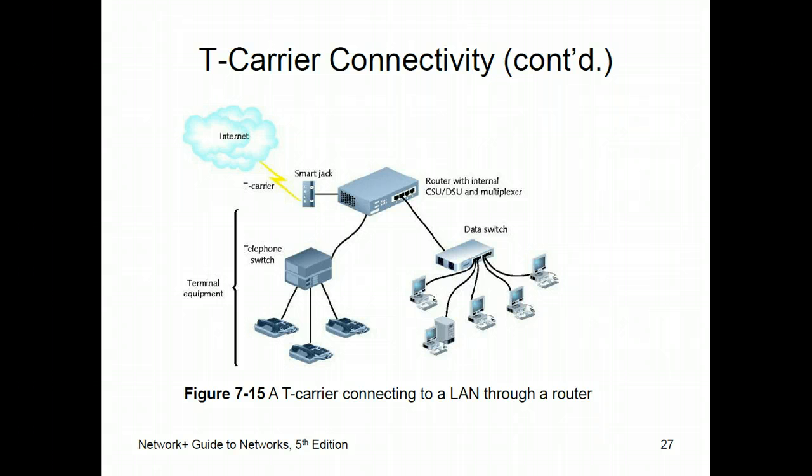So here we have the cloud. T-carrier comes through the cloud to the smart jack. From there, it's internally connected to a router within the location, within the building. And then from there, spread throughout the location, meaning data and telephone. The telephone would be like a voice over IP connection, maybe like a 3Com or an Intel, or Cisco even has phones now for that.